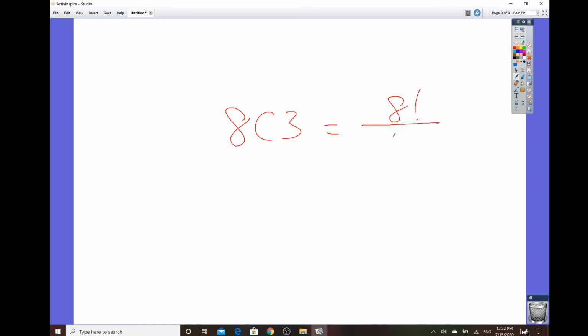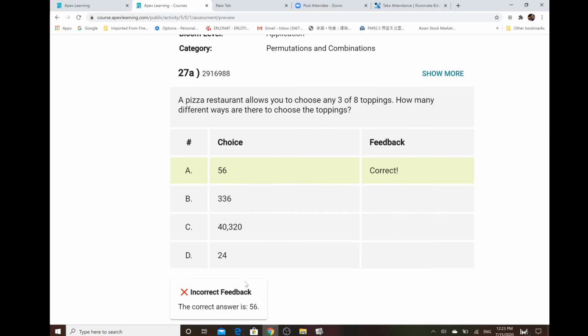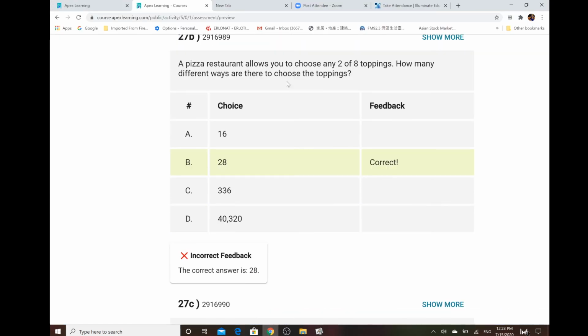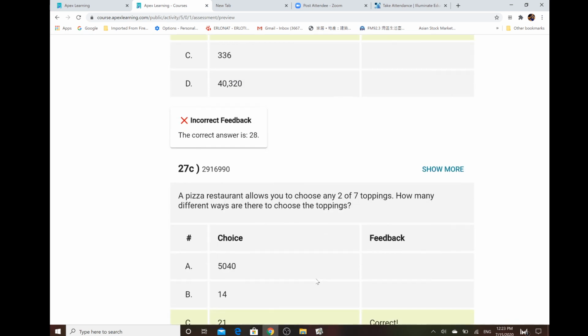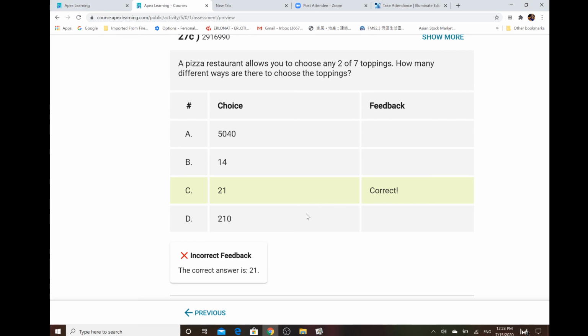Again, for combination, it's what? 8 factorial over 3 factorial times the quantity of 8 minus 3 factorial. So 8 times 7 times 6 times 5 factorial, and then 3 times 2 times 1. Again, 8 minus 3 factorial is the same as 5 factorial, so reduce, cancel. And then 3 times 2, which is 6. So 8 times 7, 56. And that's what we have for the combination. And then for the rest of that, again, order does not matter, so that would be considered combination. It's all combinations for the pizza toppings that you're choosing here.